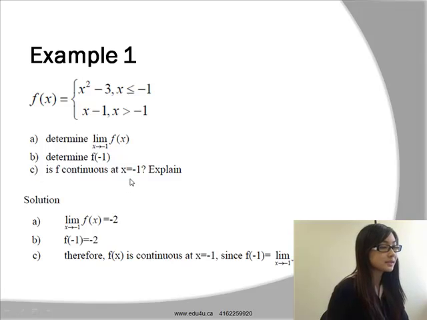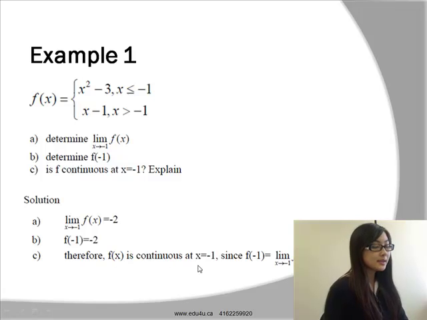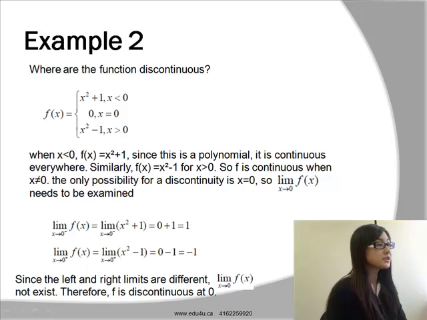Question C asks, is f continuous at x = -1, and explain. To do this, we have to use the solutions that we did for question A and question B. We see that since the answers are both -2, f(x) is continuous at x = -1, since f(-1) equals the limit as x approaches -1 of f(x).